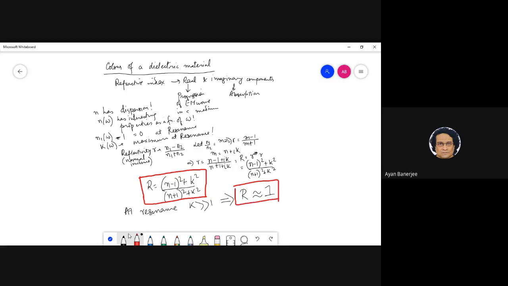So essentially what it translates to is that colors other than the resonance color, if I may say so, are absorbed, and the resonance color is reflected. So this is very interesting as a concept.